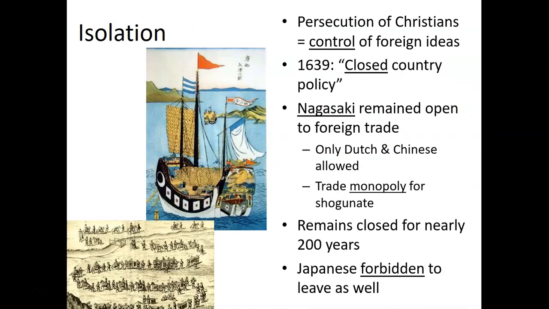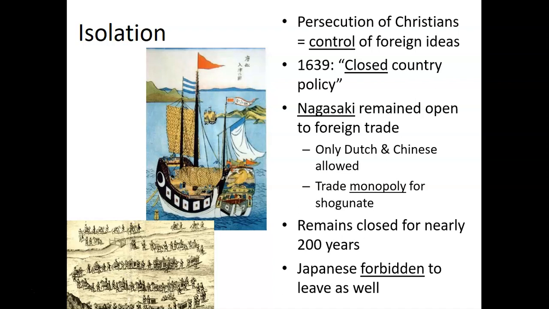So with this, you start to see a real true isolation led by Japan. When they persecute the Christians, the Tokugawa Shogunate wants to control foreign ideas. And they adopt a new policy in 1639. It's called the closed country or closed door policy, you might see it as in other sources. Now, there's one trading port that is left open to foreign trade, and it's Nagasaki. Yes, the Nagasaki that's going to be bombed with an atomic bomb later at the end of World War II is going to be open to foreign trade.